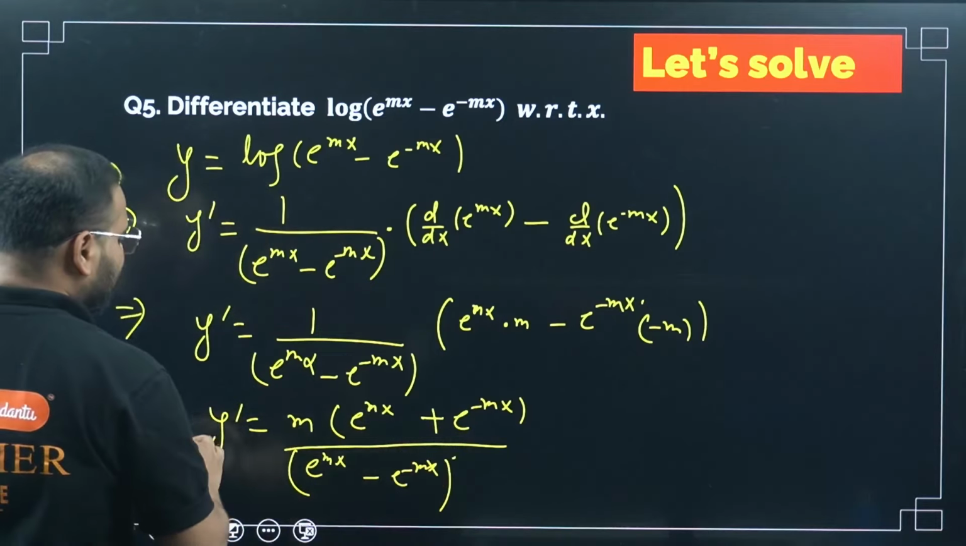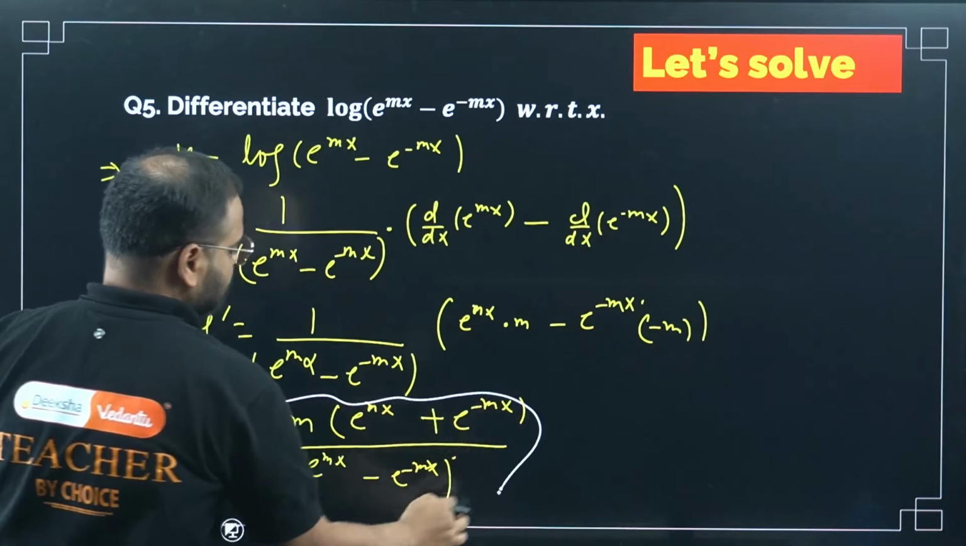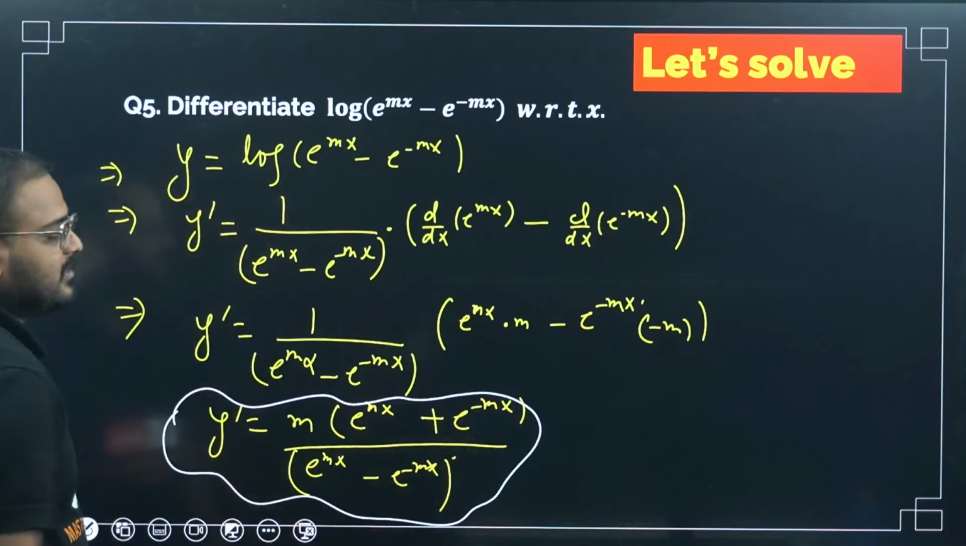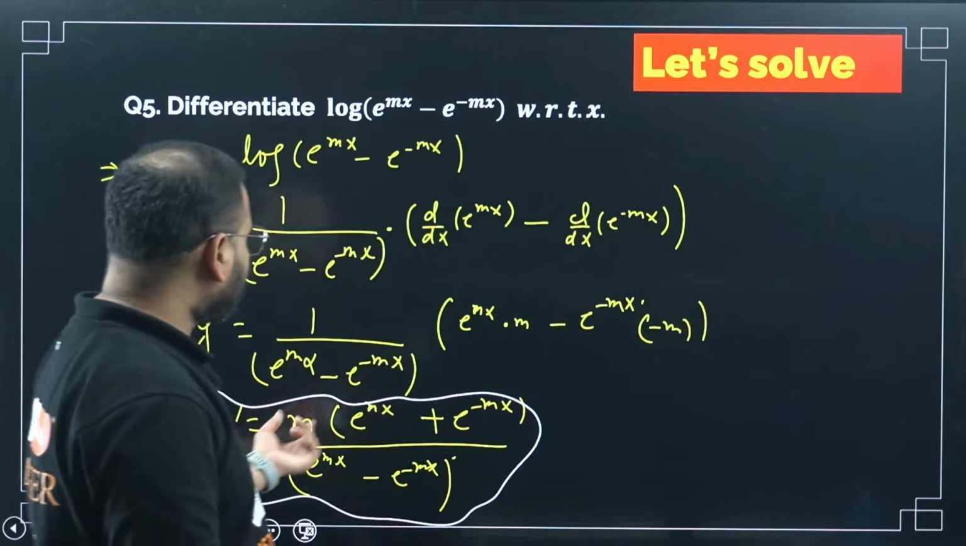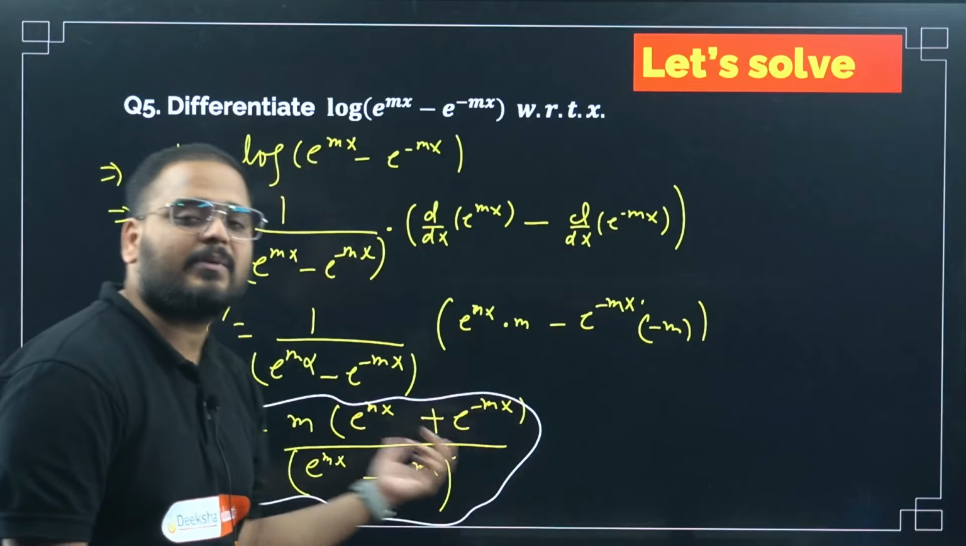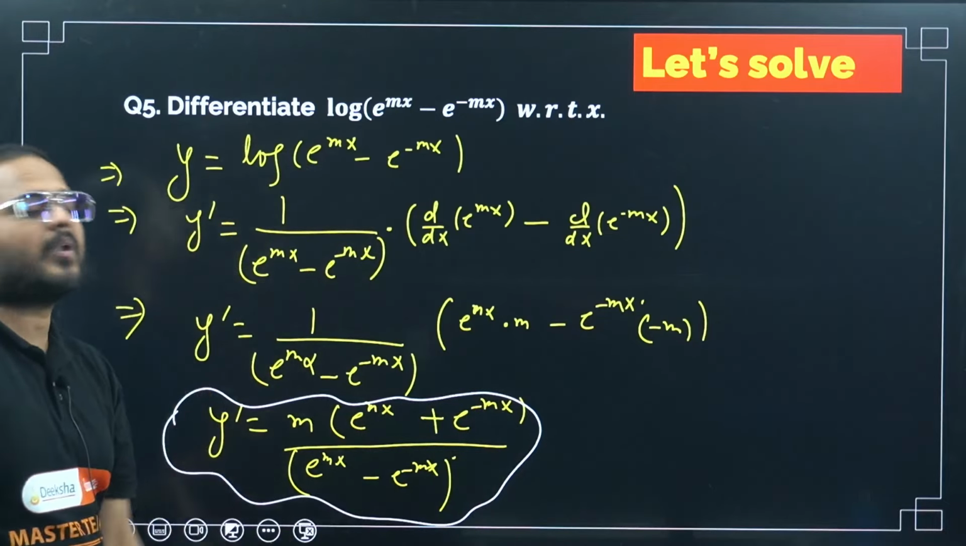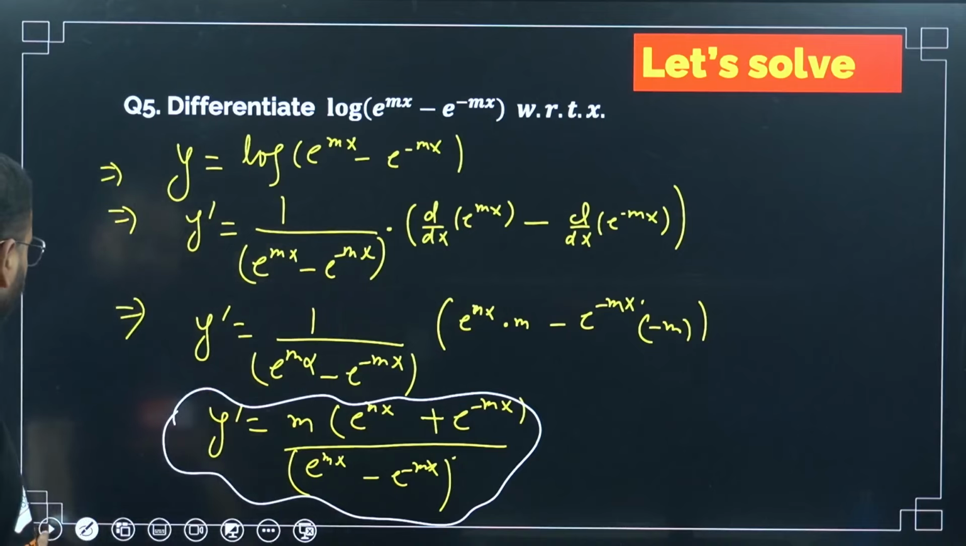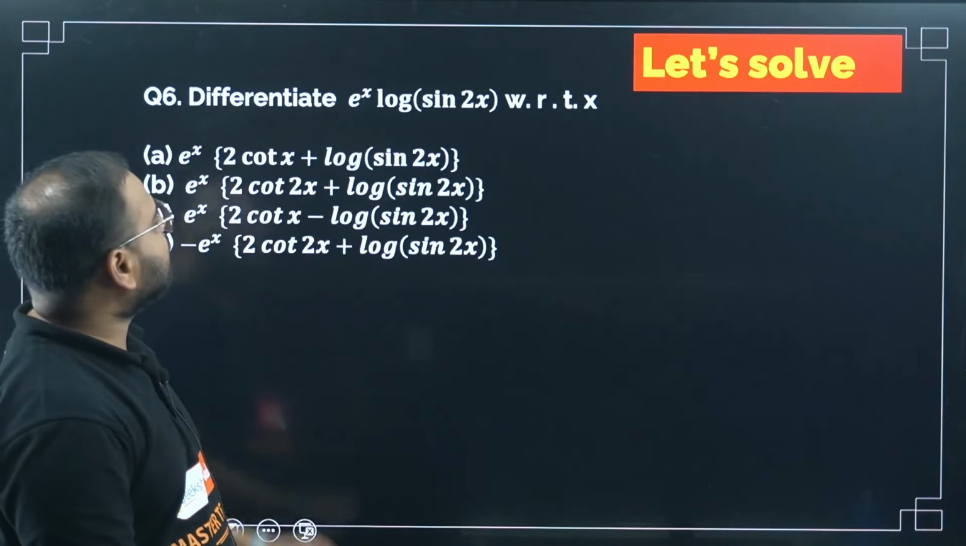So what is my final answer? This is my final answer. y dash equals m times e power mx plus e power minus mx upon e power mx minus e power minus mx. Okay, moving on to the next problem.